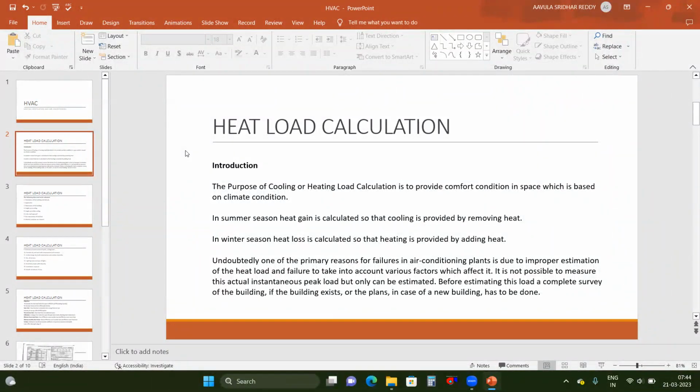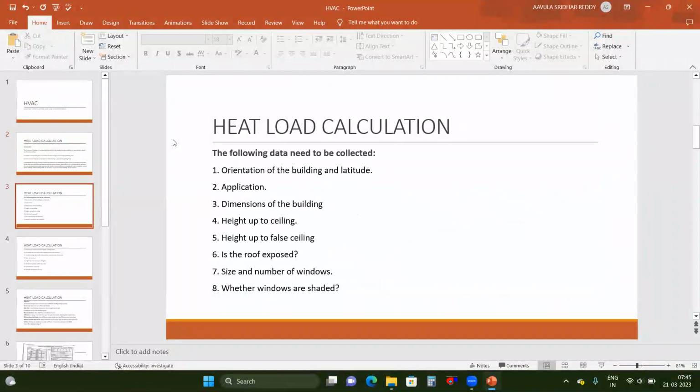But we can estimate it. So before we do the calculation, we need to take some safety factor, and consider what major effects are going to happen, and then do the calculation. Okay, always we need to take the higher values and also the safety factors. So the following data need to be collected. Whenever we are doing heat load calculation, this data is mandatory to collect.